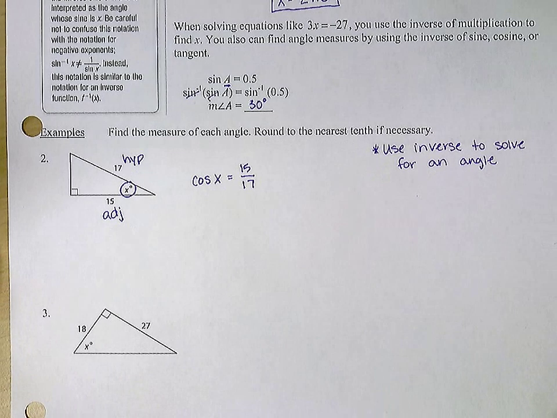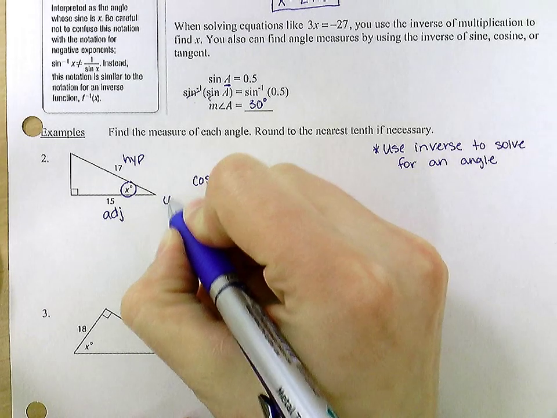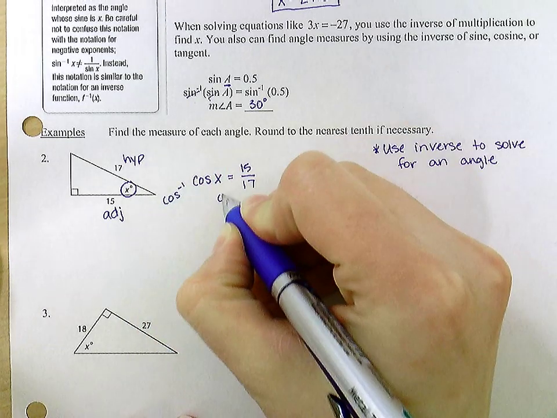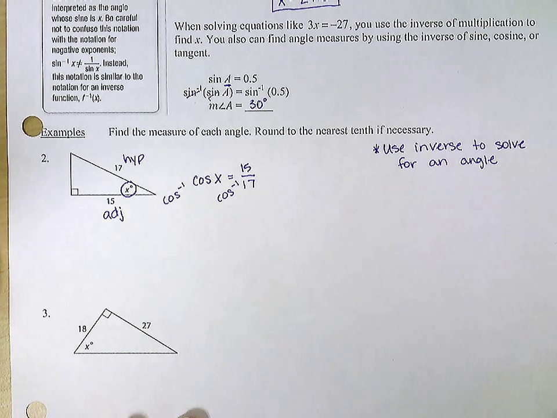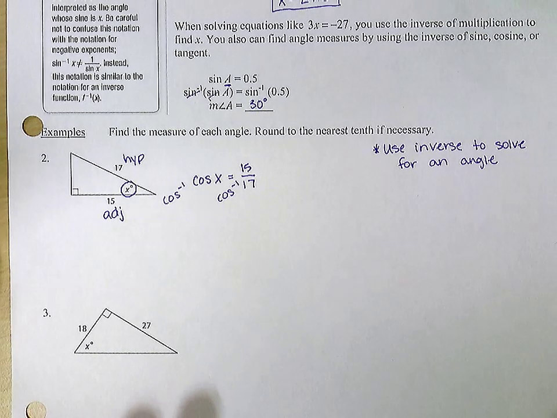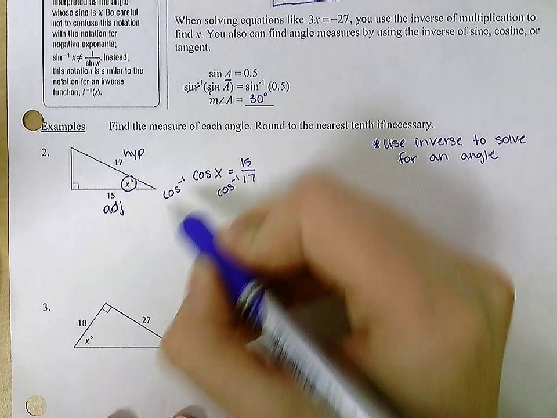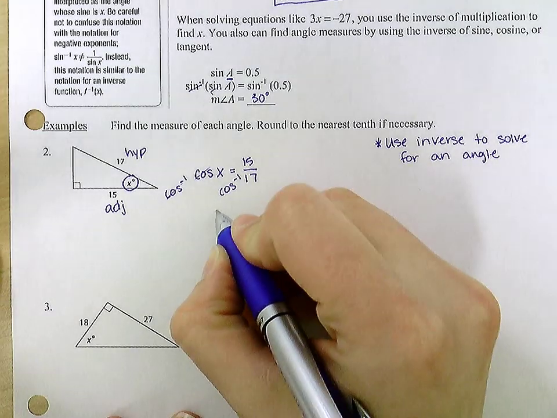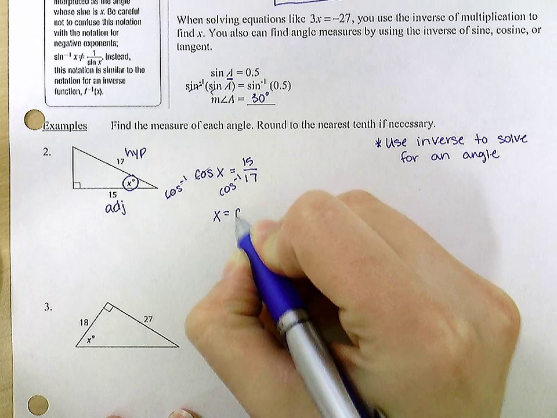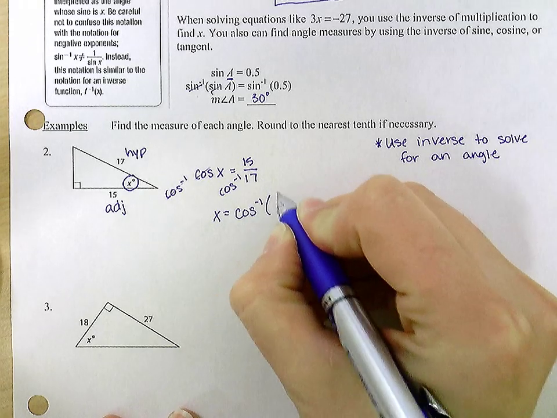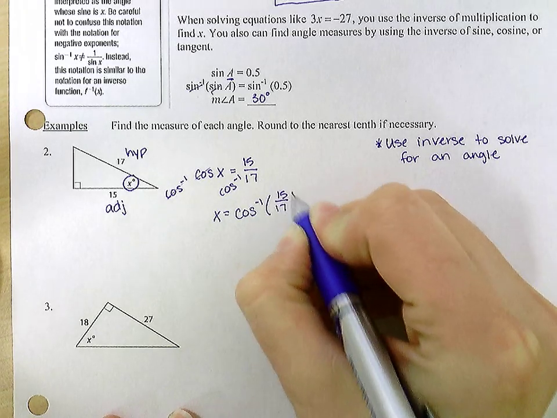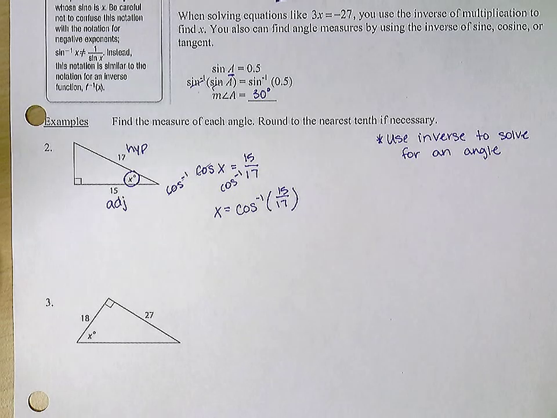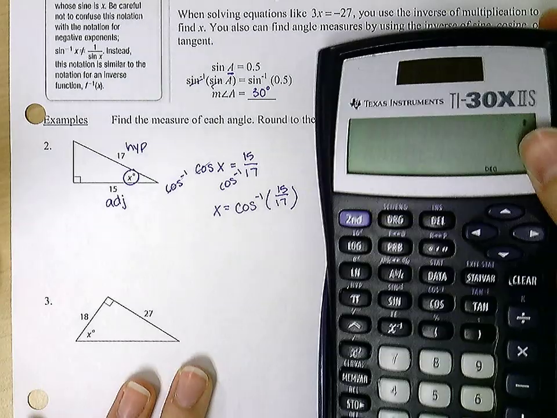Now, since my variable is the angle, I'm going to bring in inverse cosine to both sides. Okay? Because when I do that, they cancel on the left-hand side. So I'm left with x is equal to cosine inverse of 15 over 17. And we can plug that into our calculator.